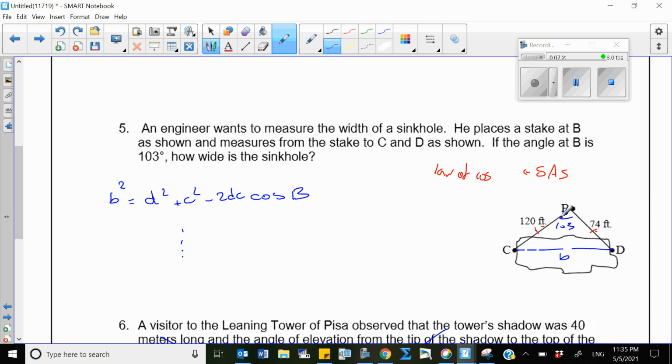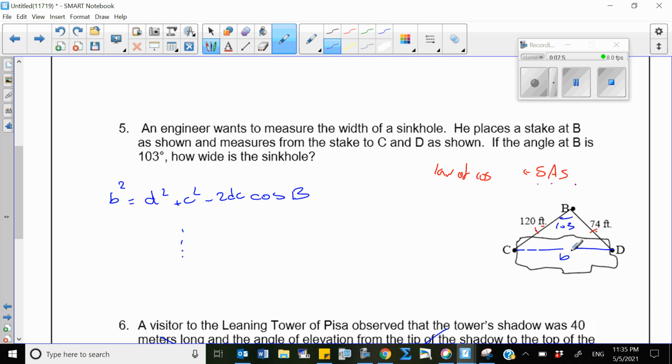So we have a triangle which is side, angle, side, and we're trying to find the other side. We are trying to find the distance between point C and D. We call that side B. Okay, so we have side, angle, side. We know that we can use law of cosine here. So law of cosine is going to be used this way. B squared, this is the side that we're looking for.